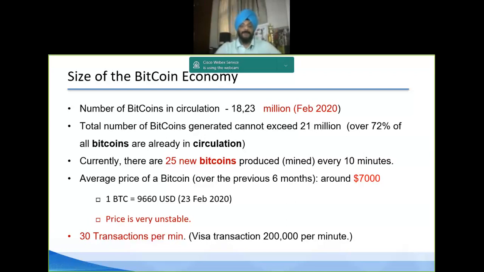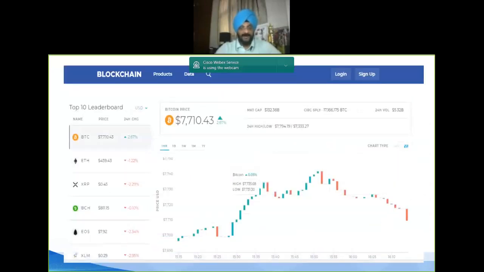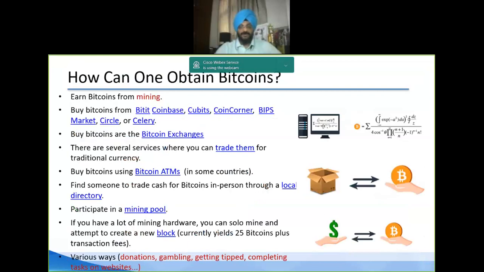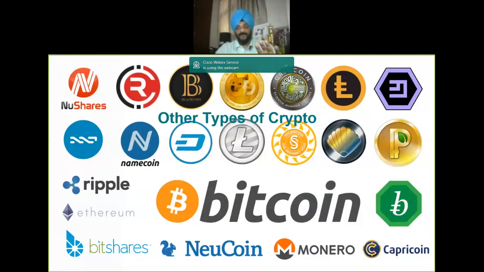Now I will run on to a slide where I'll show you the depictions of different cryptocurrencies all across the world. There are a huge number of cryptocurrencies existing today, namely Bitcoin, Bitcoin Cash, Ripple, Ethereum, Namecoin, Monero, BitShares, Litecoin, and altcoins, a number of them, and they are traded on different exchanges.